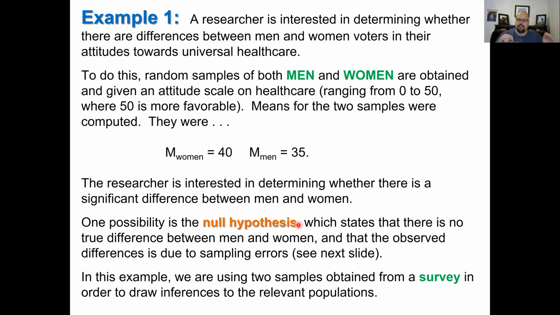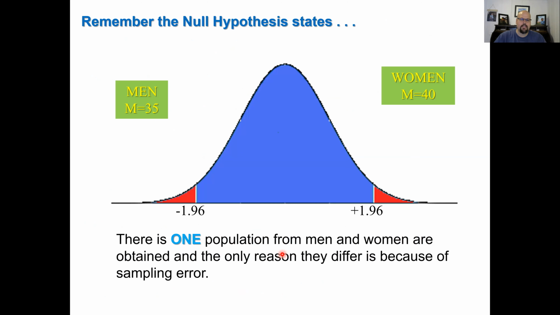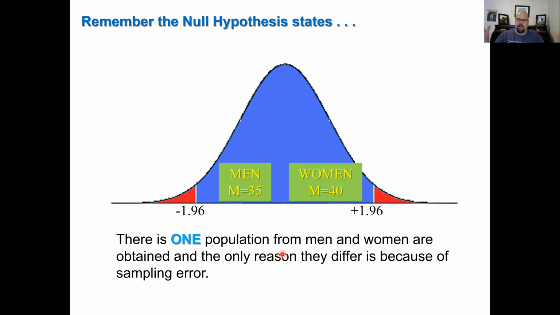One possibility is our null hypothesis. Remember, our null hypothesis states that there is no true difference between the men and the women, and rather the only reason that there is a difference is because of random sampling error. Okay? In this example, we're using 2 samples obtained from a survey in order to draw inferences to relevant populations. So think of it this way. The null hypothesis states that men and women come from the same condition. So the men are 35, the women are 40, they're from the same group. Men just happen to be on the smaller side, women on the higher side of that distribution. Okay, that is one population men and women are part of.